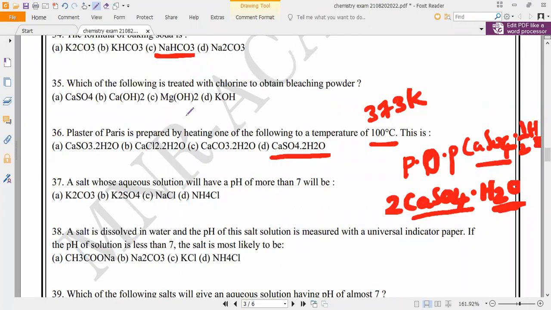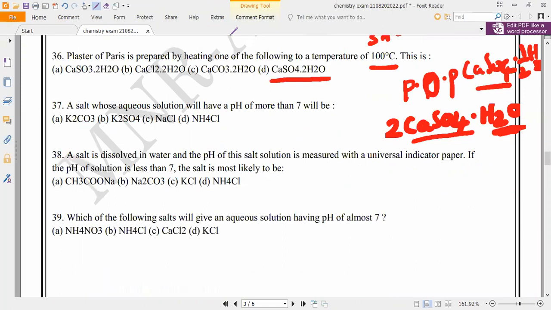Which of the following is treated with chlorine to obtain bleaching powder? Calcium hydroxide, Ca(OH)2. Very good. Next. Potassium carbonate, sir. Yeah. Next one.